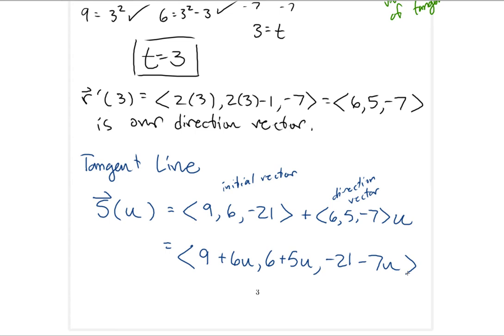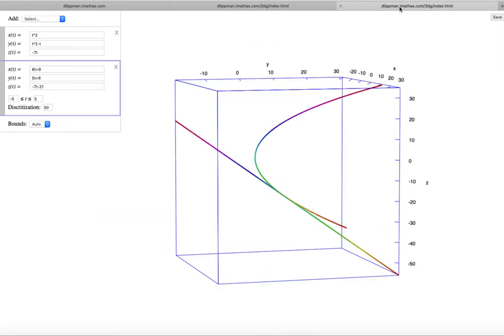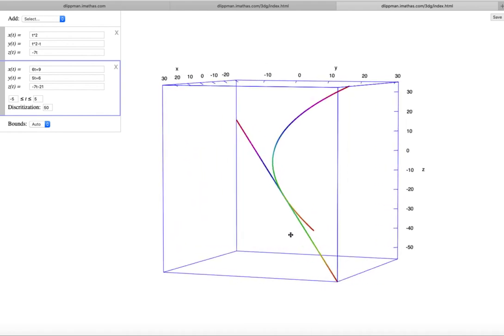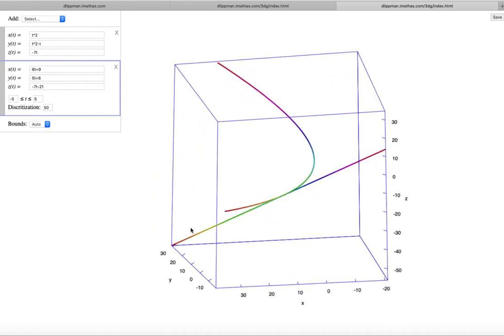And that's something that I can plug in and check in our grapher. And so here it is right there. And of course, the only difference between what you see me typing here and what I had on paper is that this grapher just lets you use t over and over. So instead of 6u plus 9, 5u plus 6, negative 7u minus 21, I have t again. But other than that, it's the same. And look at that. Certainly looks like we've got a nice tangent line, right? That's just coming and kind of kissing this curve here in that one spot.